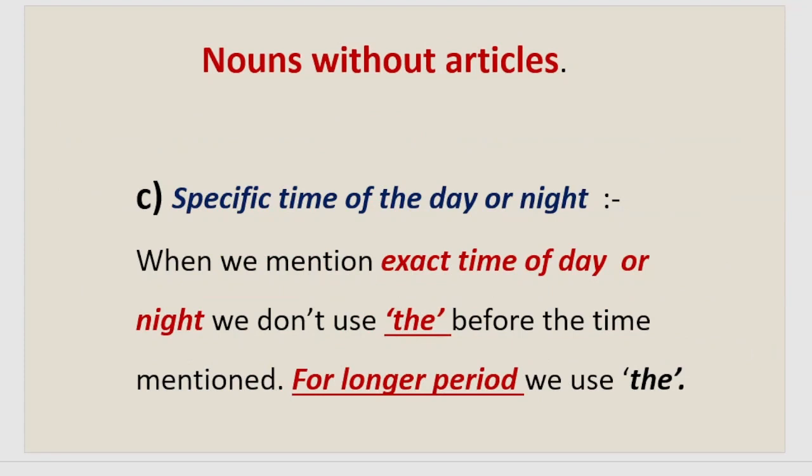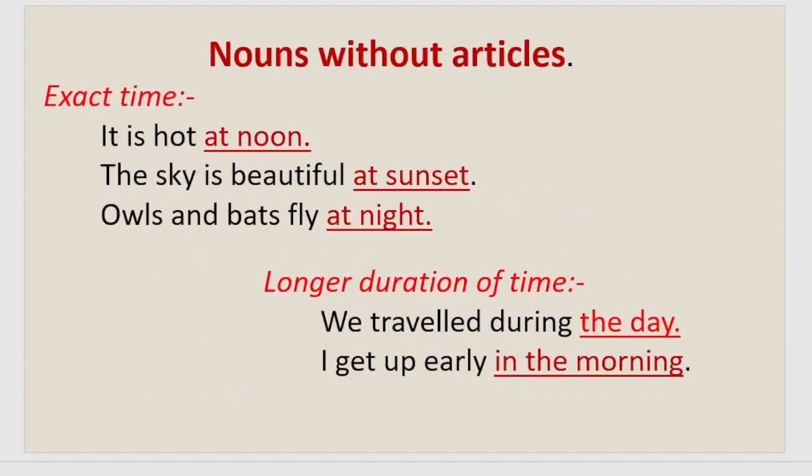Third rule, omission of articles, nouns without articles. Specific time of the day or night. When we mention an exact time of the day or night, we don't use the before the time mentioned. For a longer period, we use the article the. You see, exact time. It is hot at noon. The sky is beautiful at sunset. Owls and bats fly at night. But for a longer duration of time, we can say we traveled during the day. I get up early in the morning.